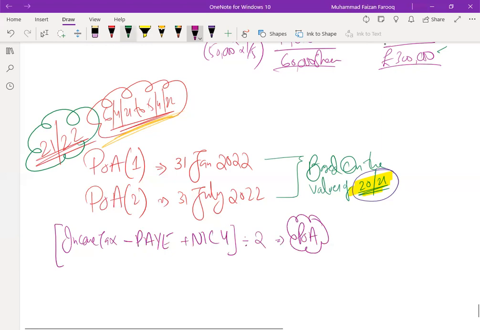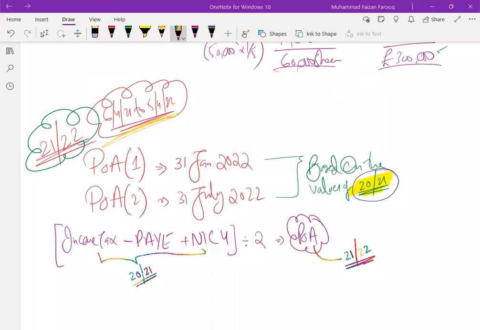But remember that these values will be based on 2021 in order to calculate the POA for 21-22. We are calculating POA for tax year 21-22, but the values which we are going to use will be past data. Past data means previous tax year data. You got my point?